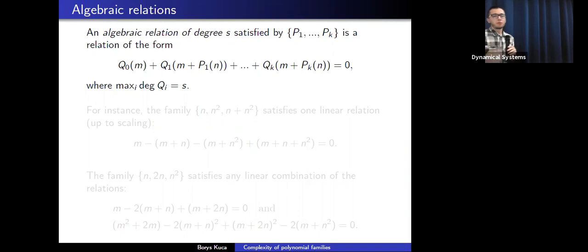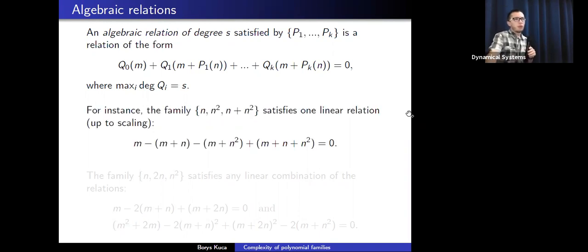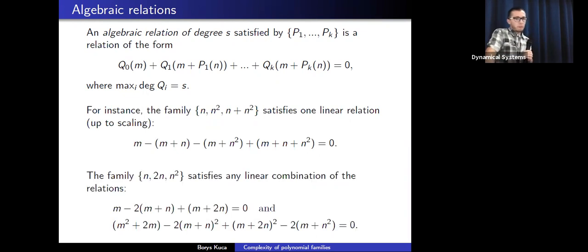And to illustrate this with a specific example, let's look at two families. First, the family n squared, n plus n squared. So this family satisfies one linear relation up to scaling, of course, and it's the relation given here. Let's now have a look at another example, the family n and n squared. This family satisfies two linearly independent relations. One is linear and the other is quadratic. And of course, it also satisfies any linear combination of these relations.